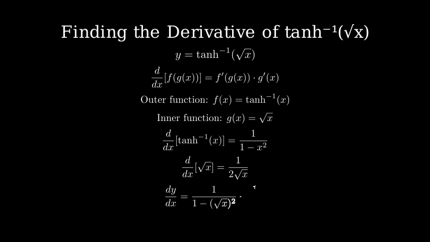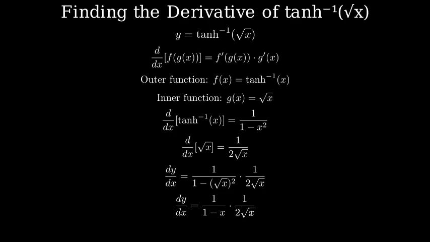Now, let's apply the chain rule. We'll multiply the derivative of inverse hyperbolic tangent evaluated at square root of x times the derivative of square root of x. Let's simplify the denominator of the first fraction. Square root of x squared is just x, so 1 minus square root of x squared becomes 1 minus x.